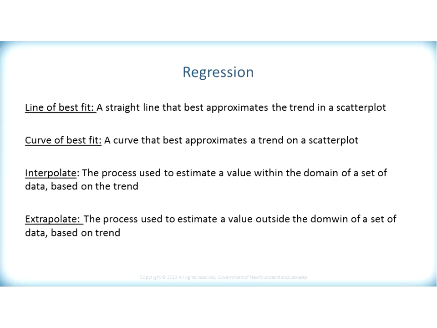So if you recall, the line of best fit is a straight line that best approximates the trend in a scatter plot. The curve of best fit is a curve that best approximates the trend in a scatter plot. To interpolate is a process used to estimate a value within the domain of a set of data based on the trend. To extrapolate is a process used to estimate the value outside the domain of a set of data based on the trend.